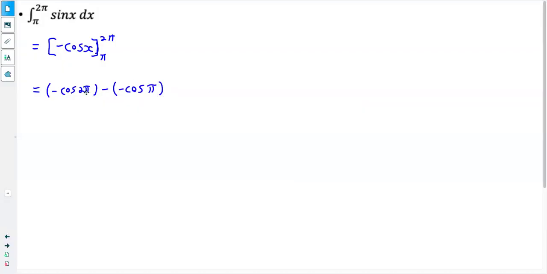Now cos of 2 pi is 1. We've got the negative in front, so that's -1. And then cos of pi is -1, which will cancel out with this negative, giving us +1. And then we've got -1, so -1. So we get -2.